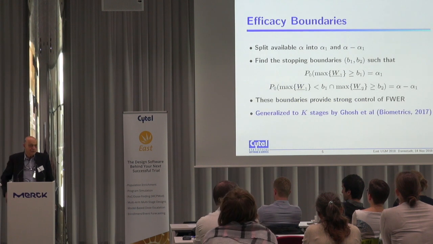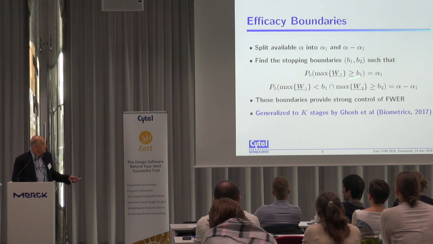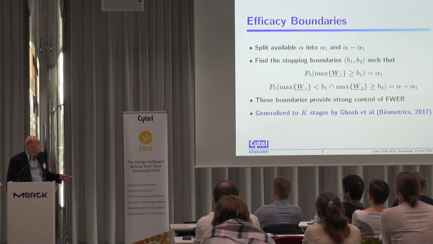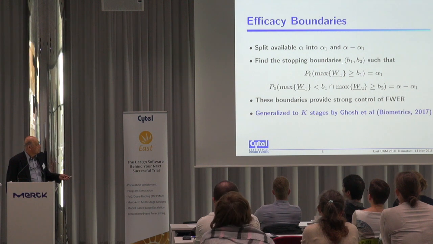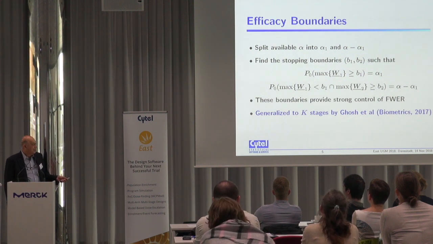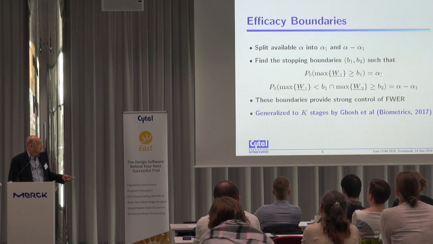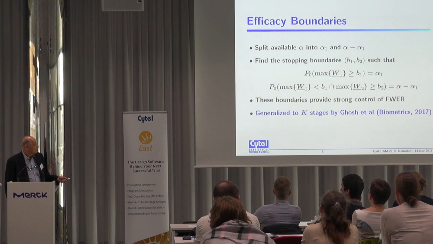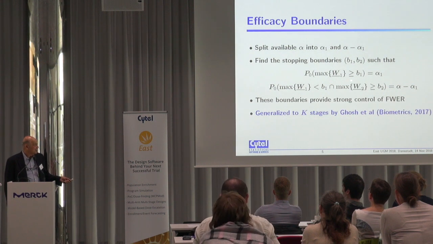So you can find group sequential boundaries. This is just the generalization of the two-arm boundaries, except that you now have to work with the max statistic. So you find the stopping boundaries for the first look and the second look by saying, I'm going to spend alpha 1 at the first look, and then alpha minus alpha 1 at the second look. And so I want to find the boundary B1 such that the maximum of these Ws exceeds B1. That probability under the null hypothesis, under the global null hypothesis, is alpha 1.